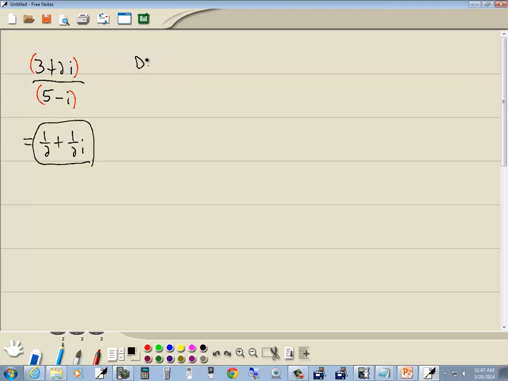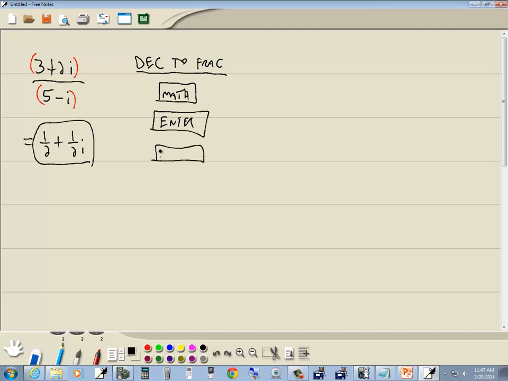Let me write down what I just said. To go from decimal to fraction on your calculator, we're going to do math, enter, enter. We'll see this a lot when working with the calculator. I kid my students that they may not remember much about college algebra 6 months after, but if you ask them, they'll remember math, enter, enter.